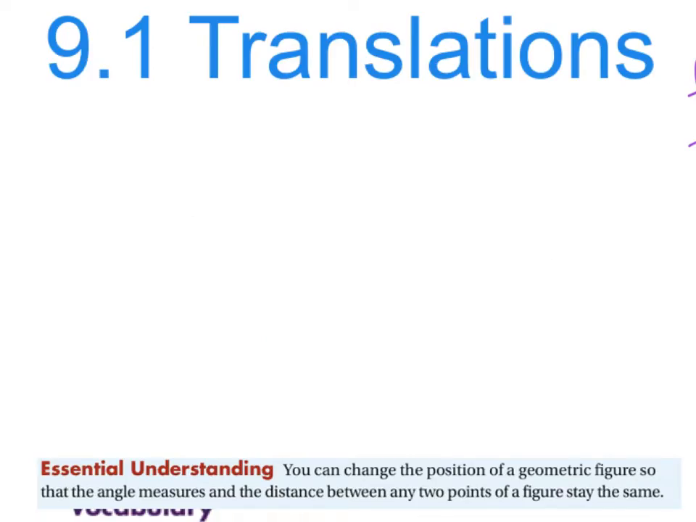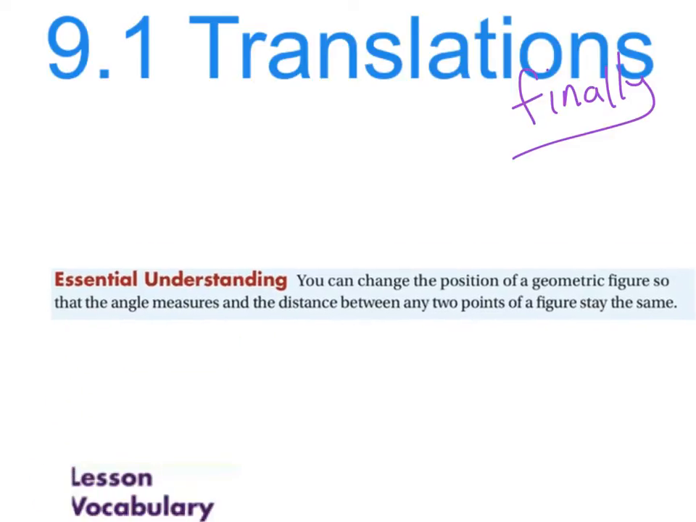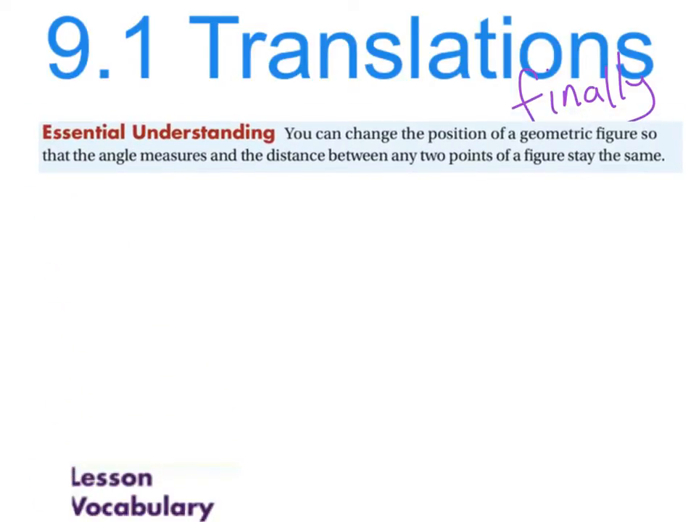And so here we are, Chapter 9.1, Translations. And we're finally there. Our essential learning from this chapter is that you can change the position of a geometric figure so that the angle measures and the distance between any 2 points of the figure stay the same. So in other words, we can change position, but the figures are still going to be congruent from its original to its ending statement.